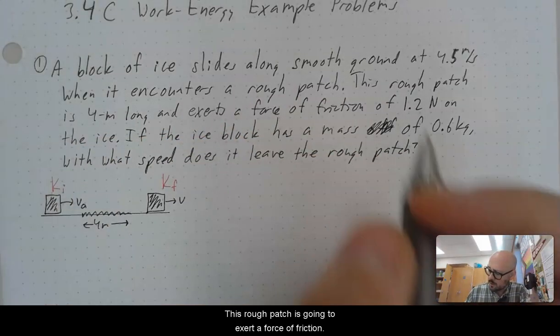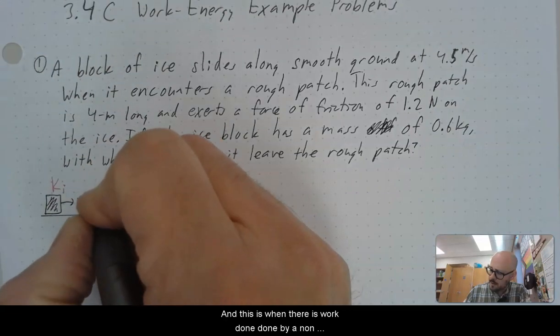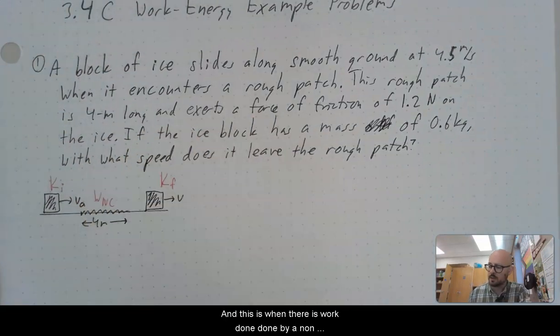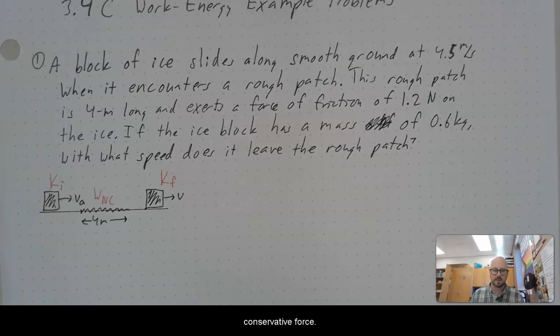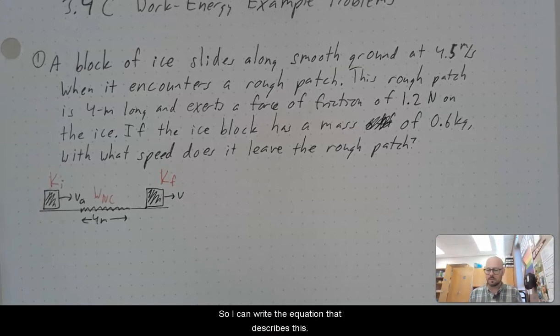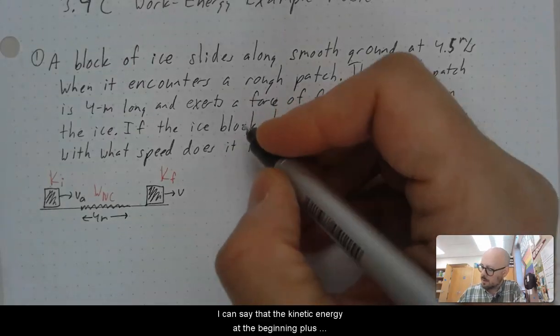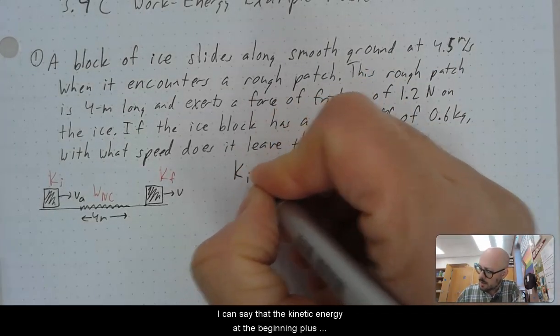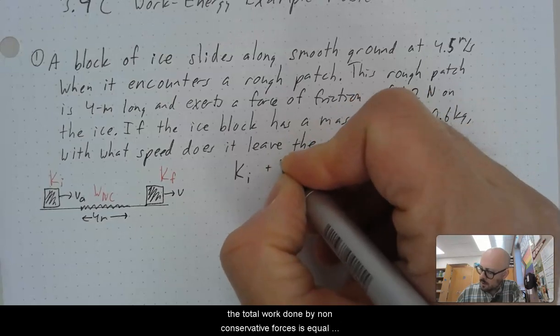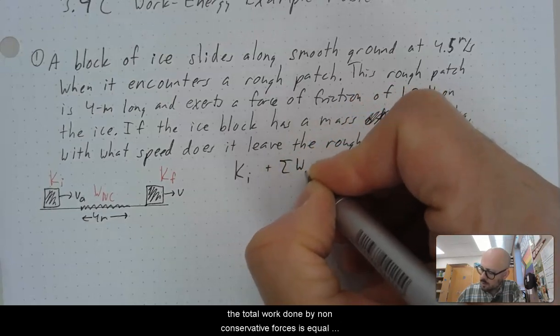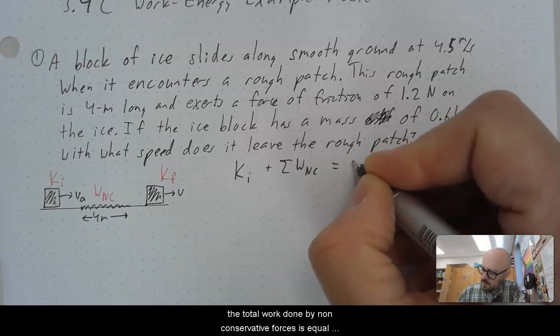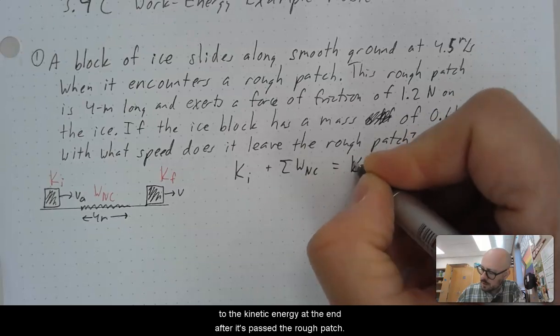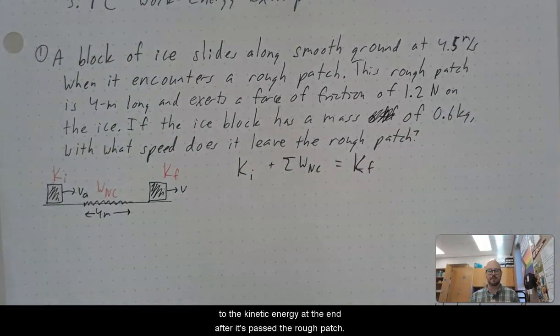This rough patch is going to exert a force of friction, and this is when there is work done by a non-conservative force. So I can write the equation that describes this. I can say that the kinetic energy at the beginning plus the total work done by non-conservative forces is equal to the kinetic energy at the end after it's passed the rough patch.